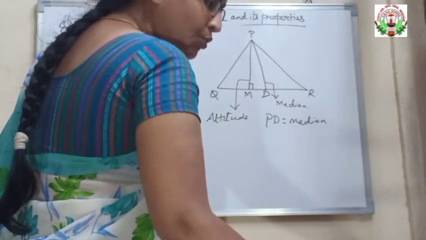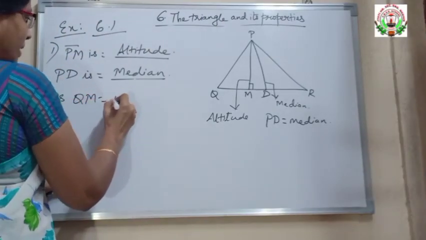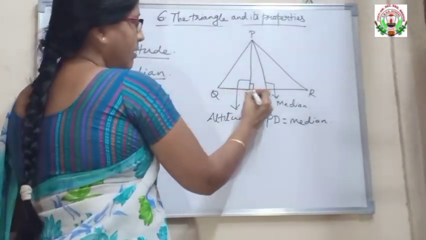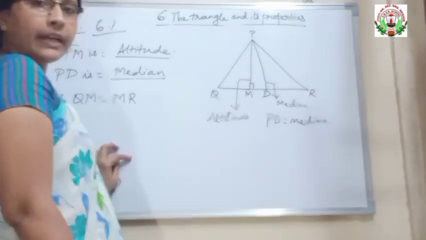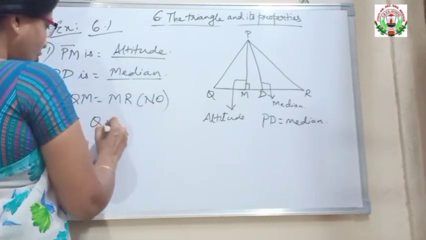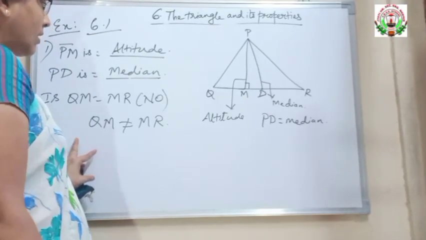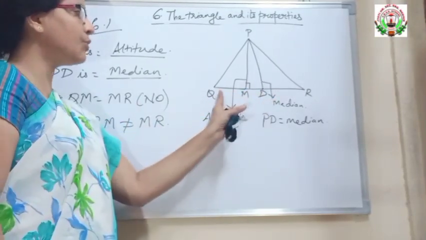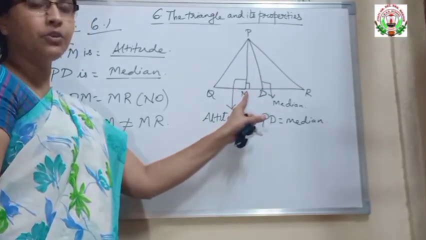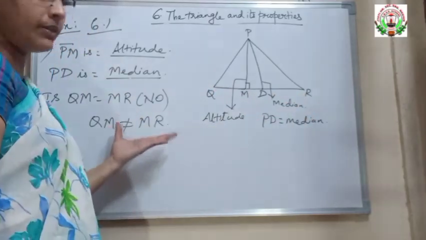Next they asked, is QM equal to MR? See QM and MR is there, both are equal. So we are going to write no. QM is not equal to MR. Because M is not the midpoint of QR. D is the midpoint of QR. So M is an altitude. So QM is not equal to MR. This is your first question.